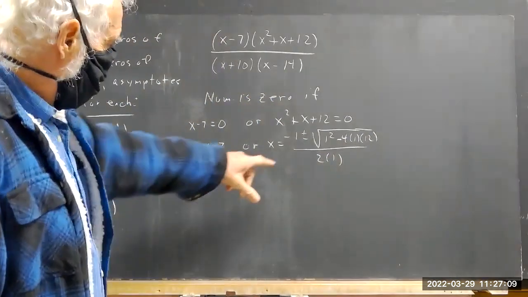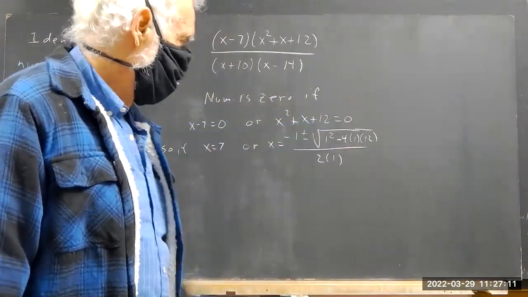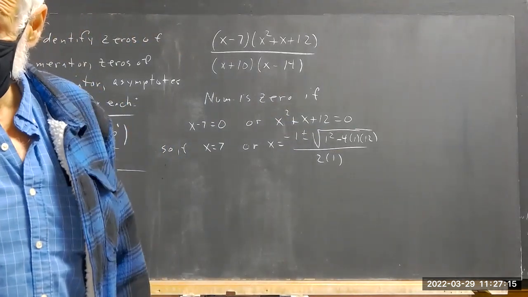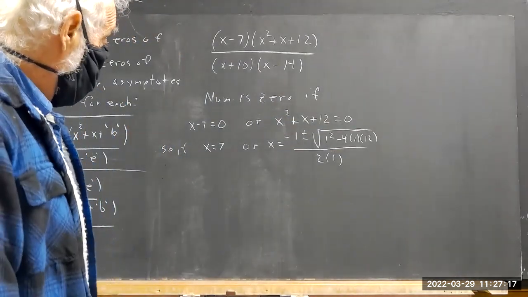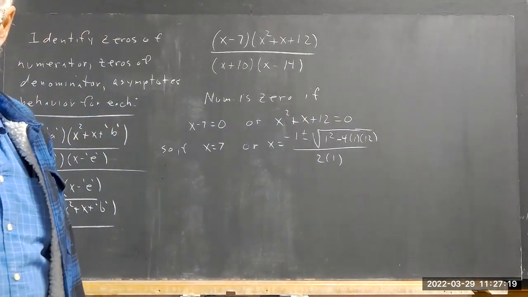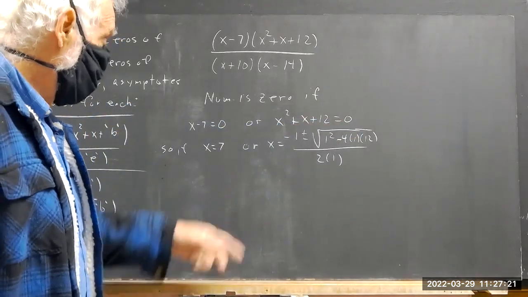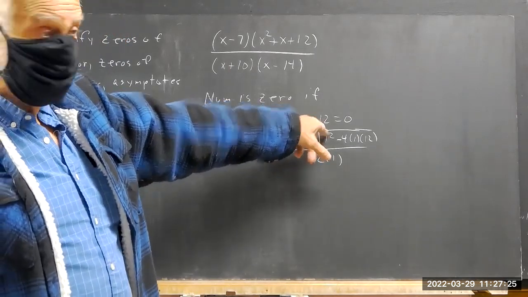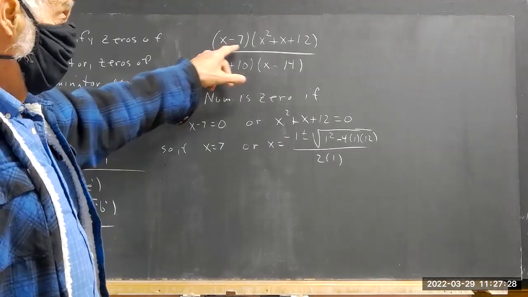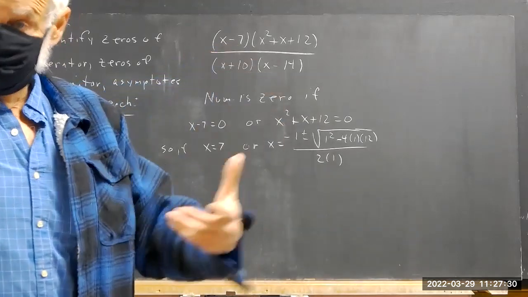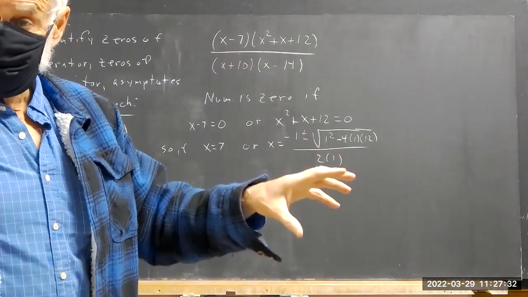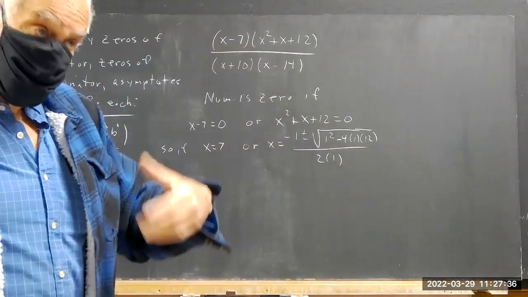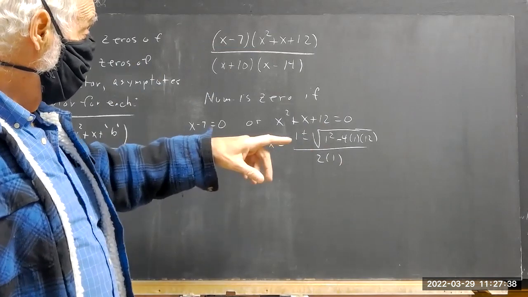Or x equals -1 plus or minus the square root of 1 squared minus 4 times 1 times 12, over 2. Okay? Because this is a quadratic. Now it's easy to get used to saying, well, whatever number's here, the opposite number is going to give you 0. That's true if you have just an x plus or minus a number. Not true if you had like 5x minus 7. You'd have to be a little careful about that.